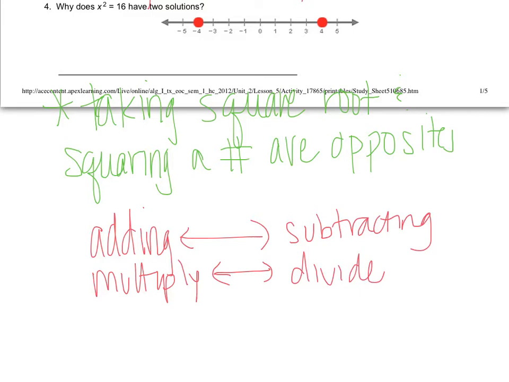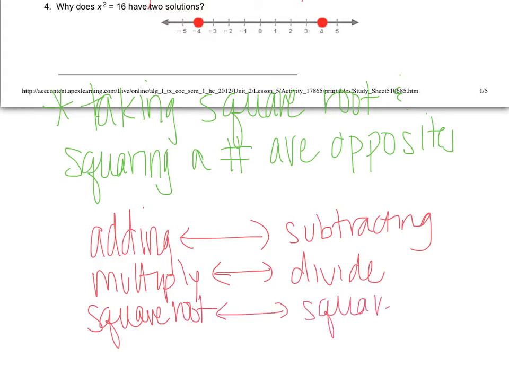So now if we have something that is square rooted, the opposite of that is to square it. Or if we have something that is squared, the opposite of that is to square root it. So looking back at problem 4, it says x squared equals 16. To solve this, I have to do the opposite of squaring it, which is to take the square root of both sides.